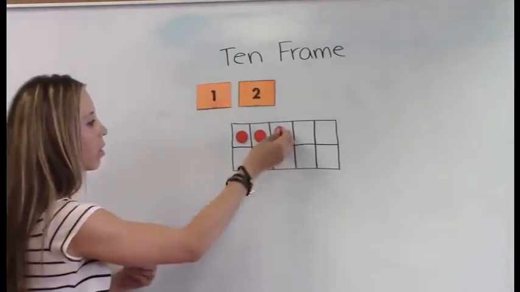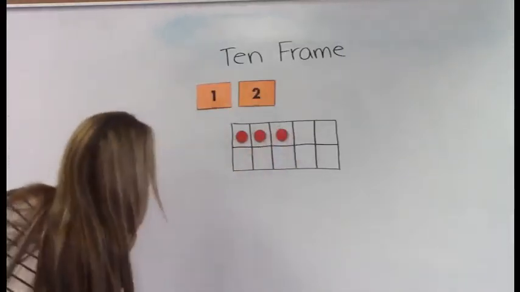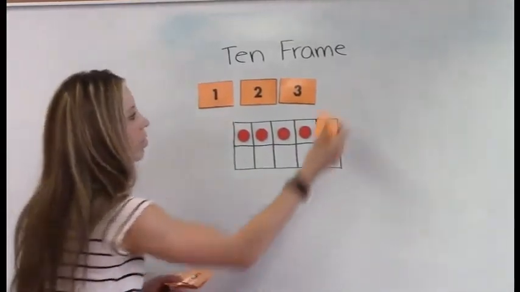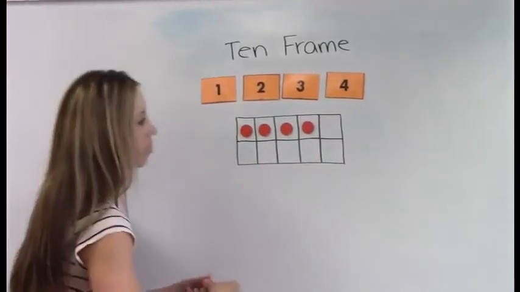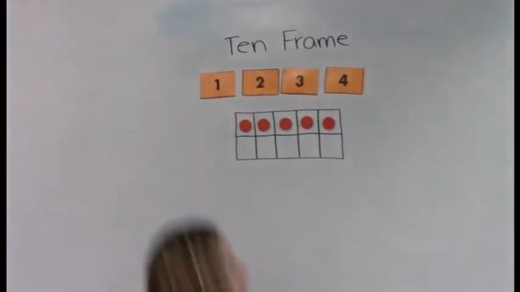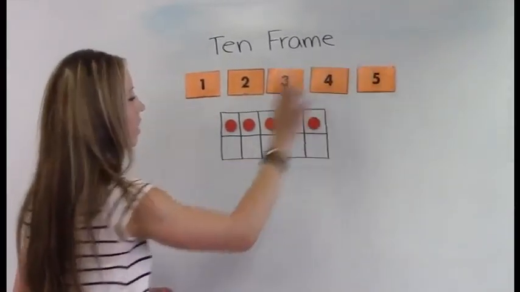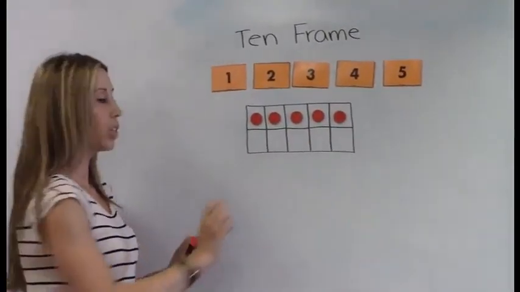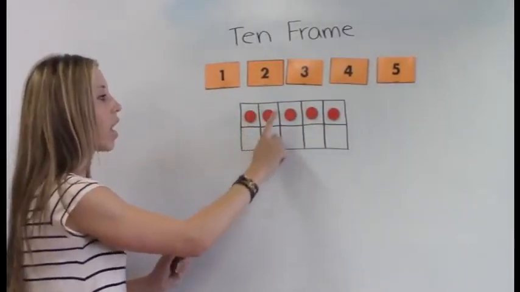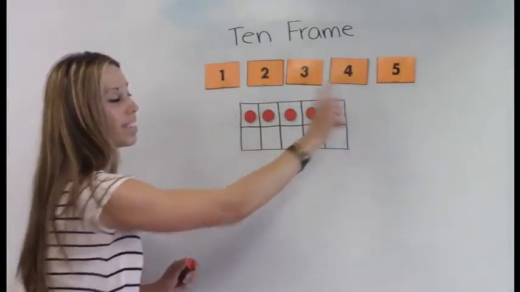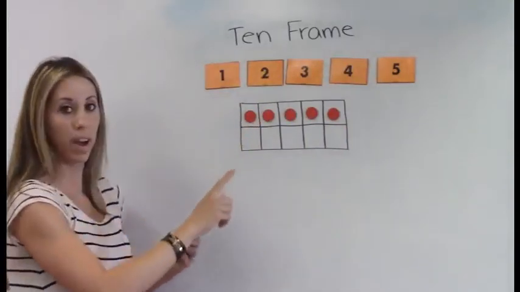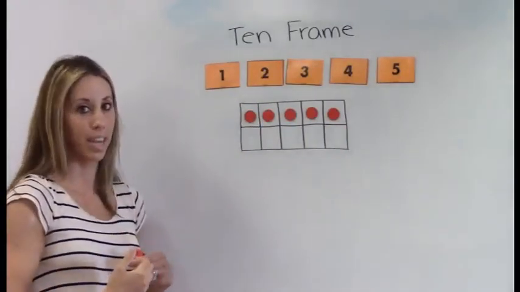I'm going to keep going this way all the way across until we get to 5. So 3, 4, and our last one, 5. So now we have our whole first row filled up. 5. And what we want kids to be able to do is understand that when we have that first row filled, it's 5. And they don't need to touch and count each one, but they know that the first row makes 5. And usually when kids come into kindergarten, they have some sense of numbers to 5, which is great because that's their foundation for building numbers to 10.